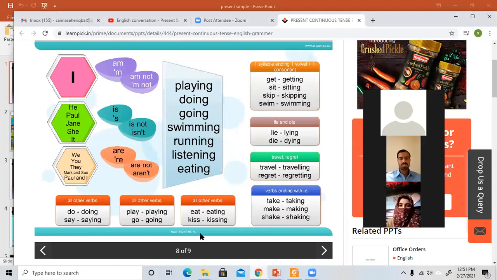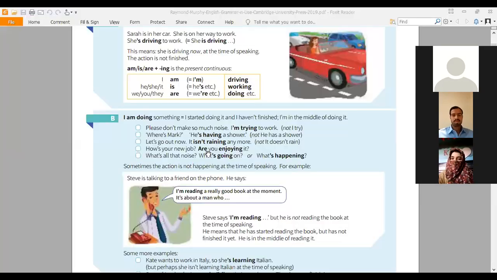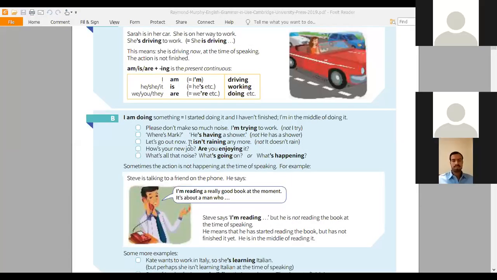Please stop sharing, and I'll share once again. Okay. Now look at this. These are some examples, with the context and situations. I'm doing something means that I started doing and haven't finished. I'm in the middle of the action. The action is still continuing. Look at this example: Please don't make so much noise. I'm trying to work. Not I try. You are saying that I am trying to work, which means your action is continuing.